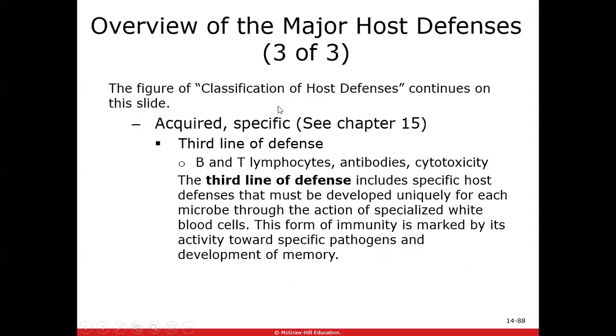Then you have acquired or specific defense. So that's the third line of defense. The B and T lymphocytes, then also the antibody cytotoxicity. So the third line of defense includes specific host defenses that must be developed uniquely for each microbe through the action of specialized white blood cells. This form of immunity is marked by its activity towards specific pathogens and development of memory.